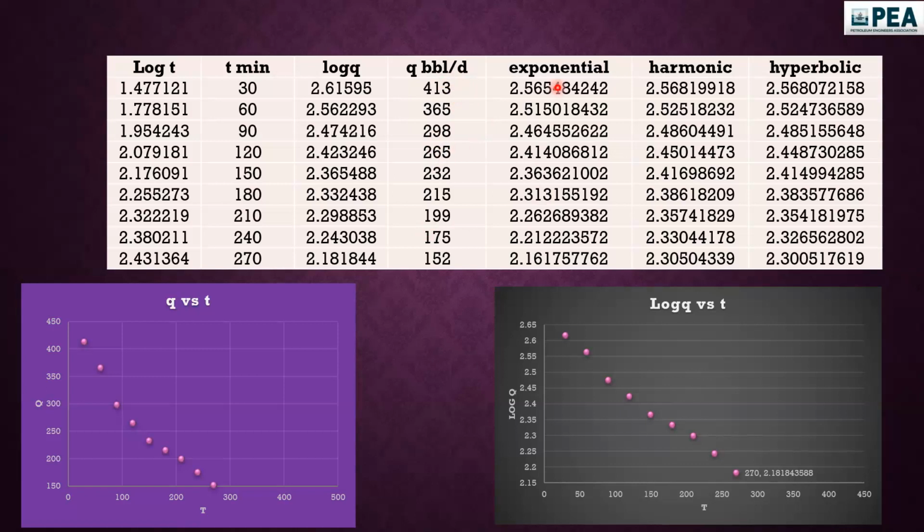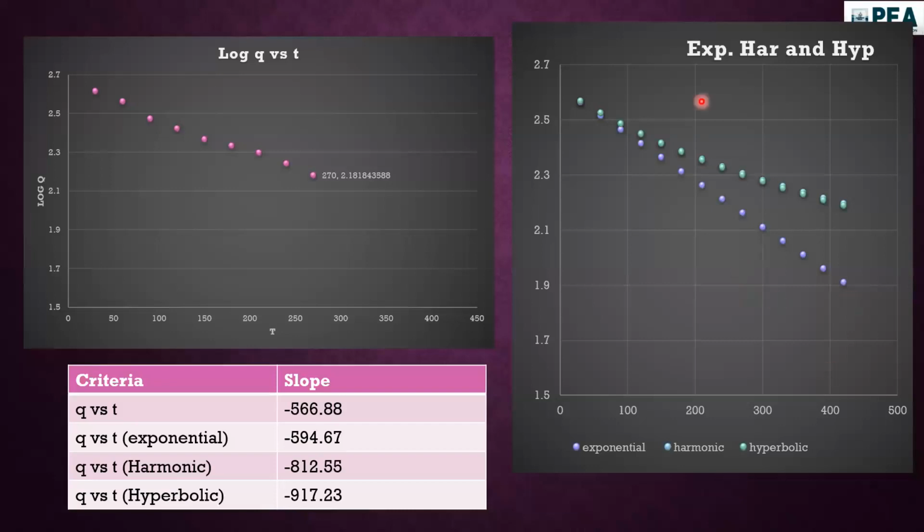These are all the values which are in the form of logs, so those values were kept over here. You can just anti-log it by making it 10 power whatever it is there. If you use that, you will get the answer in barrels per day. So these are the exponential values, harmonic values, hyperbolic values. This is your original value. So Q versus T here, log Q versus T is here. If you want to put all of exponential, harmonic, hyperbolic, you can see there are three curves kept on this graph: exponential, harmonic, and hyperbolic. And this is your original graph.